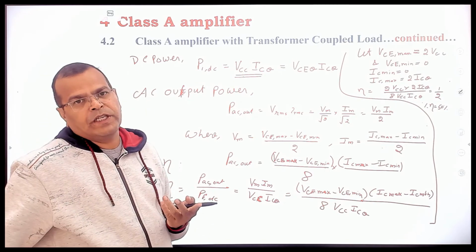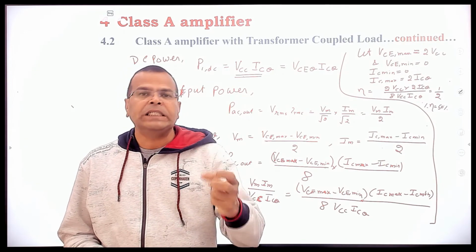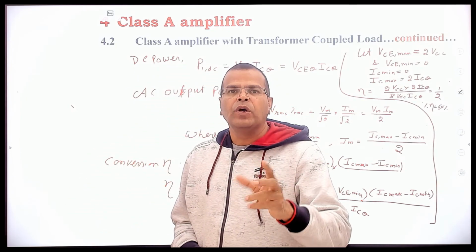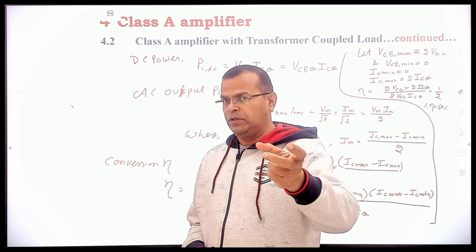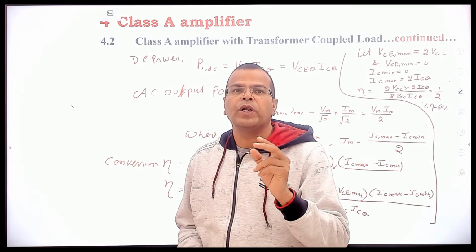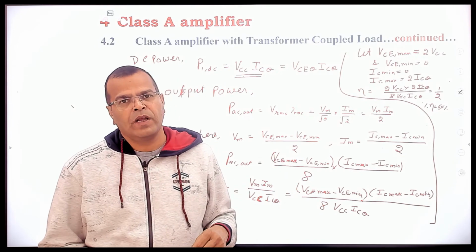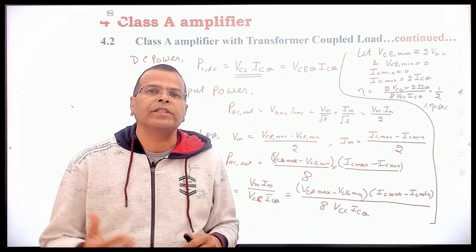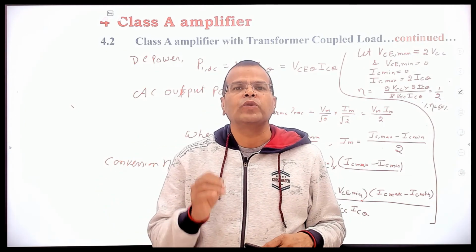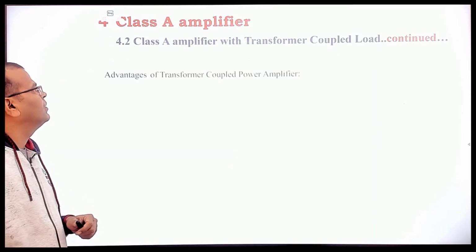Advantage one, of course, we have seen there is no DC current through the load. The DC current is normally avoided in the load when the load is a loudspeaker. So that becomes an advantage, that DC current will not pass through the load such as a loudspeaker. Second, the efficiency has doubled, and the transformer helps in matching of the load with the output by selecting a suitable transformation ratio. So there are some advantages of this.